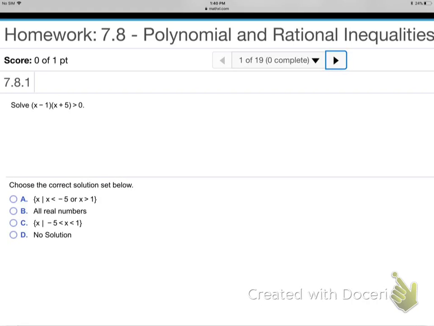So, all right, we're trying to do (x minus 1)(x plus 5) greater than 0. Polynomial and rational inequalities. So we want to do that. No, we do not have to grab. I'm trying to think about what would be the best way.